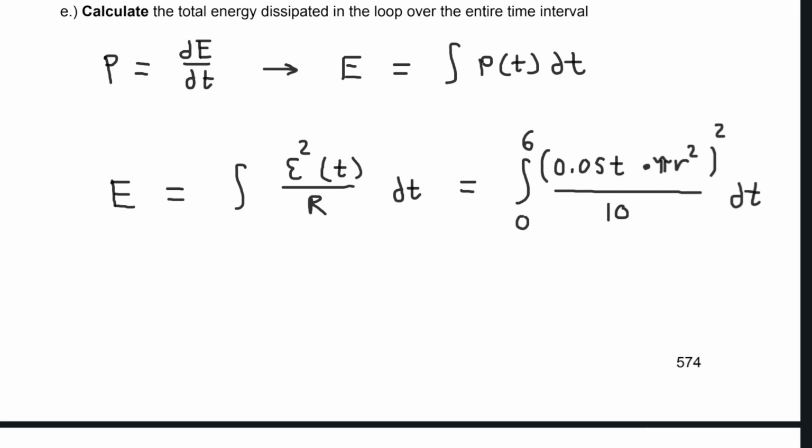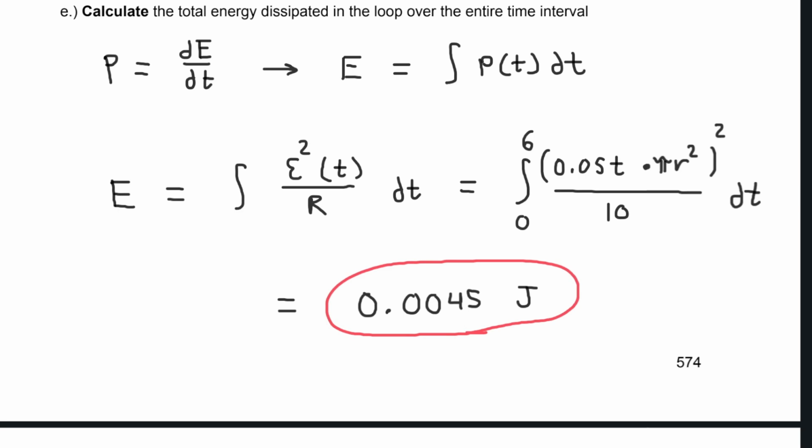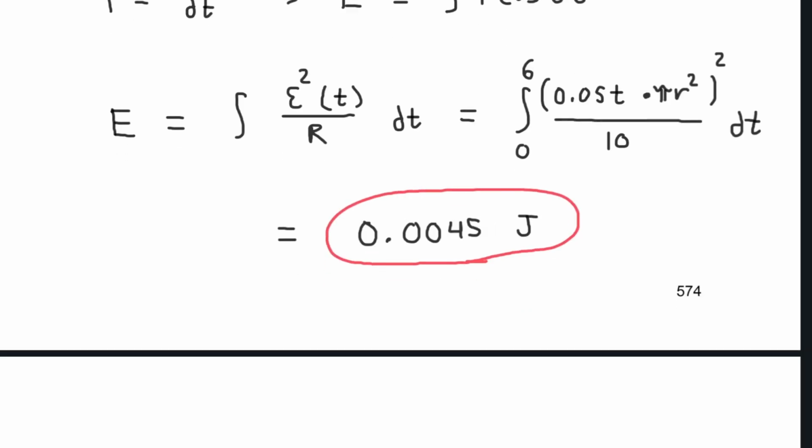So again, this is quite a nasty expression, so I would definitely just type it in to a calculator at this point, because again, we do know that value of little r is 0.4 meters. So just plugging that in, we get 0.0045 joules. So again, not much EMF or energy kind of being dissipated in this process due to the very weak magnetic field.